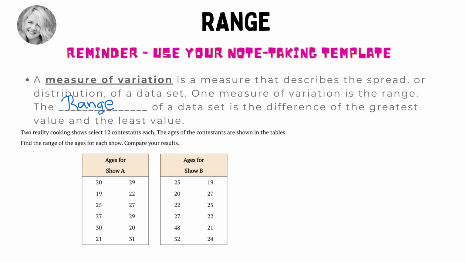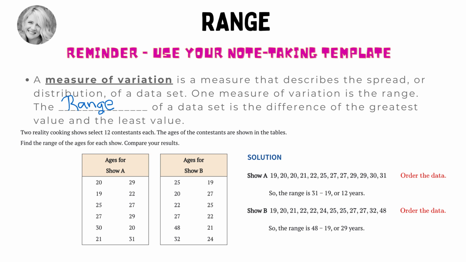For example, here we have ages for show A for a reality cooking competition, and then we have some ages for show B. In order to find the range, first you order the data. For show A, we would start with 19 and go all the way up to 31. For the range, you take the highest value, 31, subtract the lowest value, 19, and your range is 12 years. So show A has ages that range within 12 years.